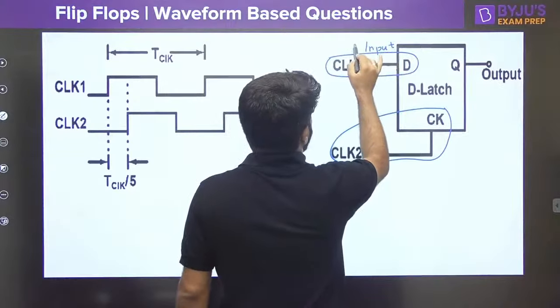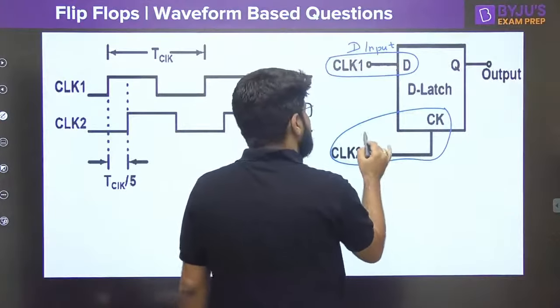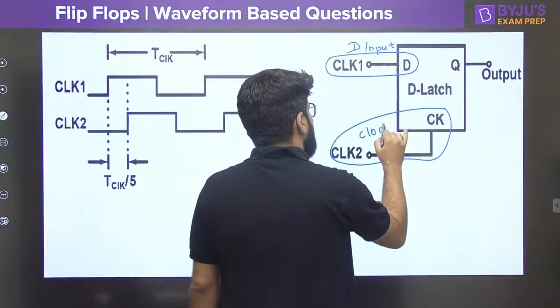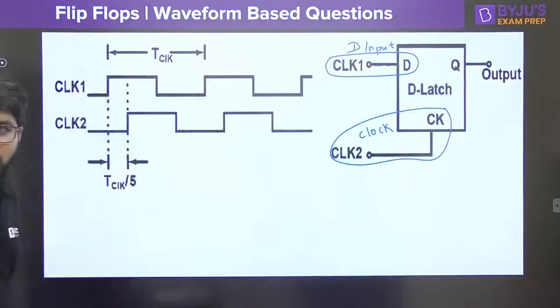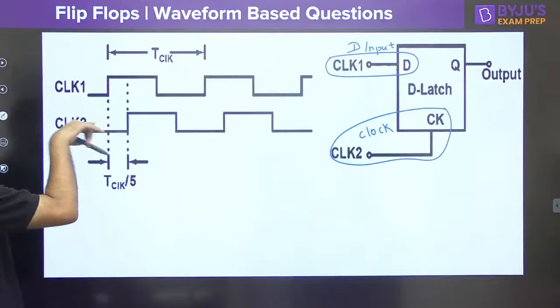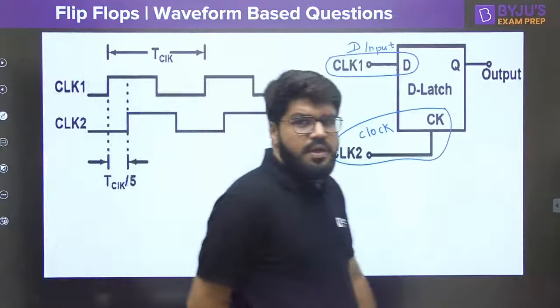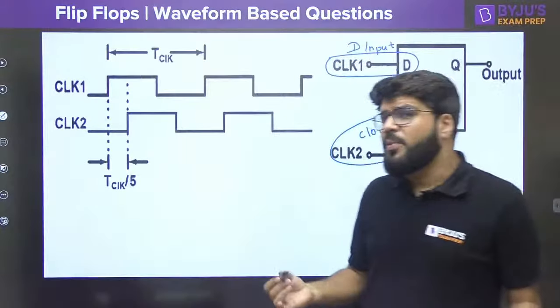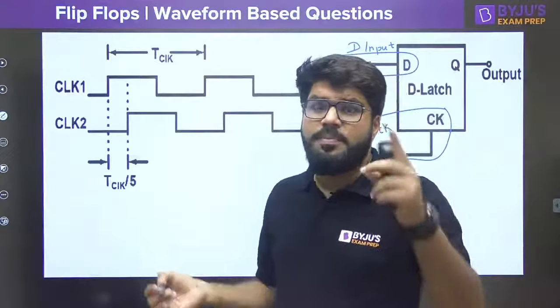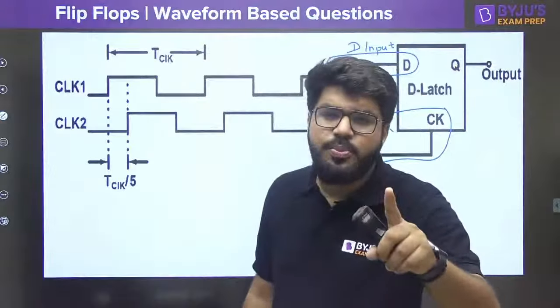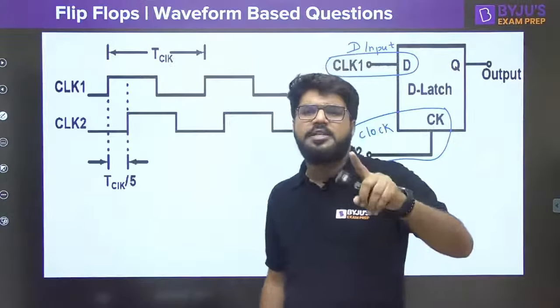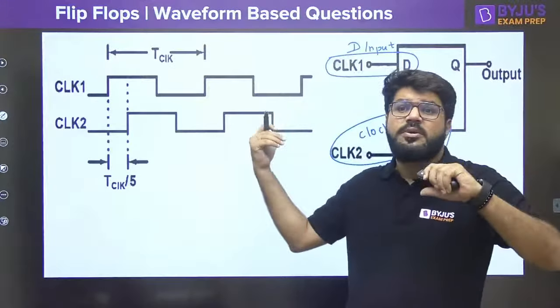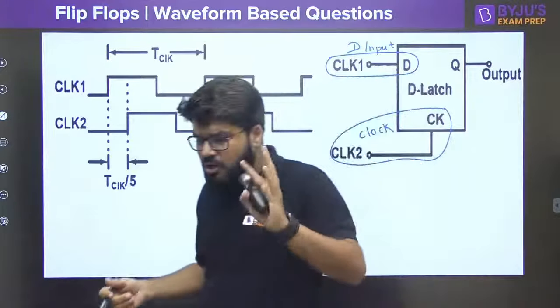This is actually the D input, and this is the actual clock. CLK2 is the actual clock. The latch will be open, the latch will be transparent when the clock is at level 1, because this question is based on a level triggered device, not on edge triggered.